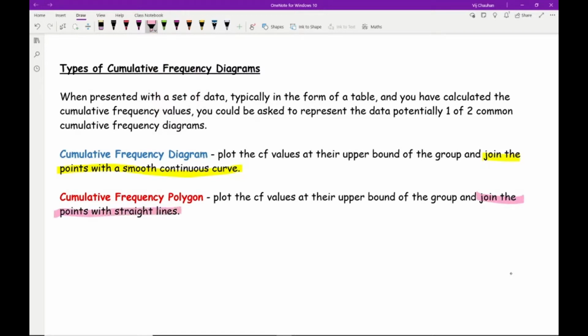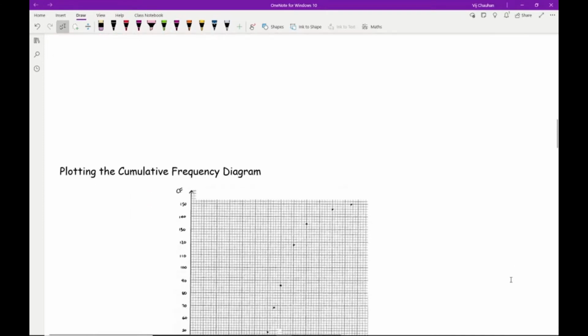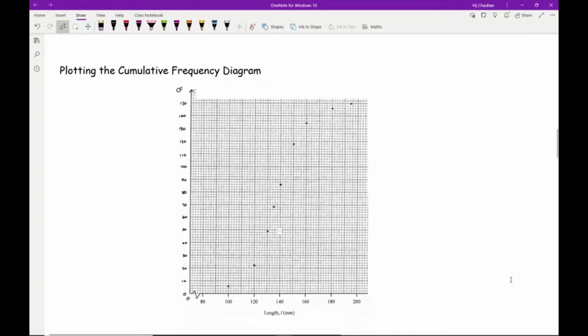Now there is a third option, which is a cumulative frequency step polygon, which is slightly different and has become a little bit more obsolete. So I won't go through this in this particular video, because more often than not you're going to get asked to do one of these two. The key thing to look out for in the question is the word polygon. If it mentions the word polygon, all it means is that you then have to join your points up with straight lines.